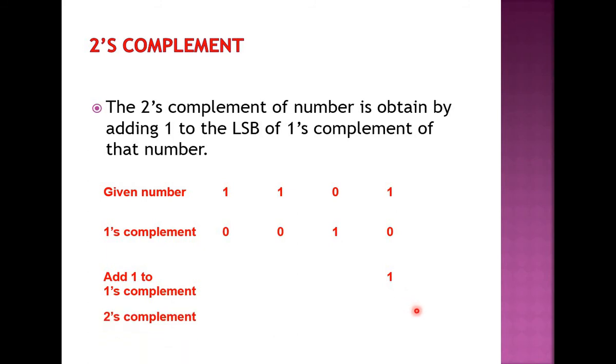Now we perform the addition. 0 plus 1 is 1, and the other bits, 1, 0 and 0, remain as they are. In this way we find the 2's complement of the given number 1101, and we get the 2's complement of that number as 0011.